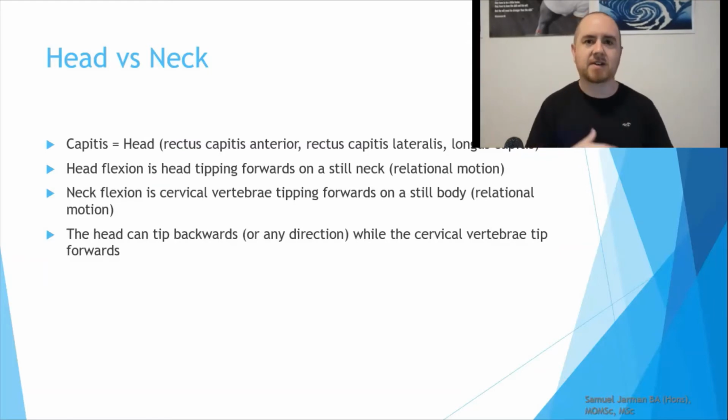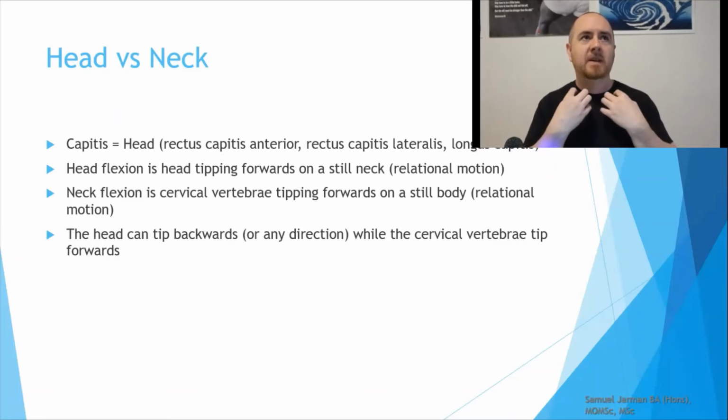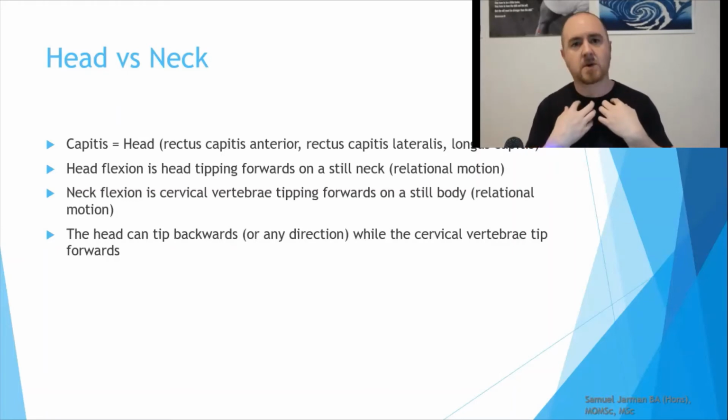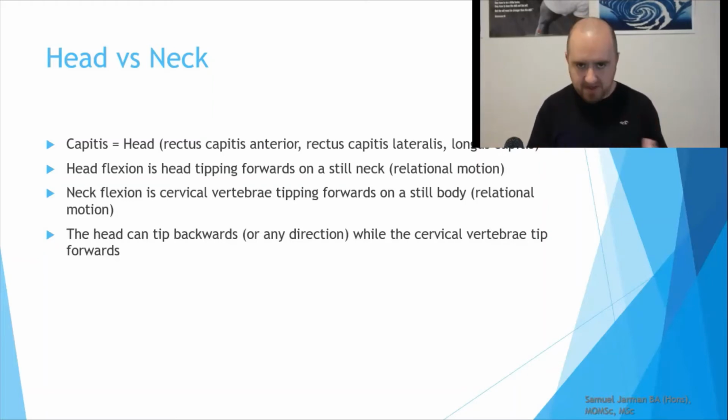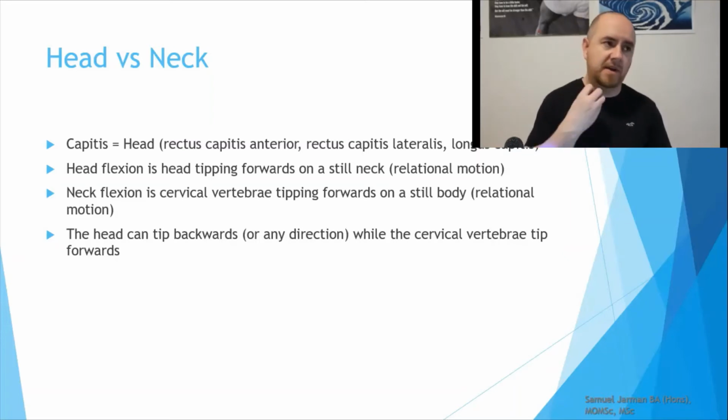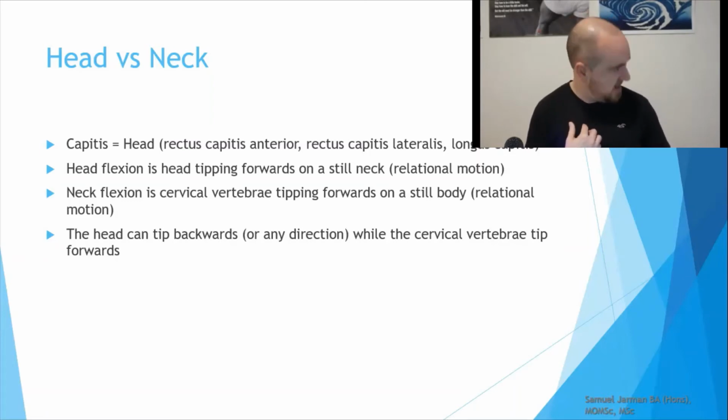So you'll get that cervical flexion on a relatively still body. So the sternum, the clavicle, and the first 2 ribs are your anchor points for pulling the neck forwards actively, and then gravity can do some degree along with that. Now the head can tip backwards while the neck tips forward. So you can have head extension and neck flexion. You can have head rotation and neck flexion, head side bending and neck flexion.